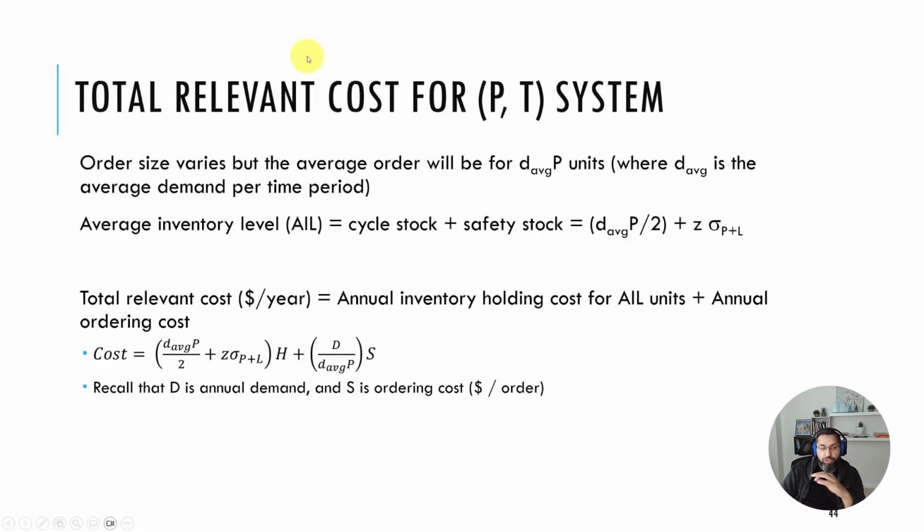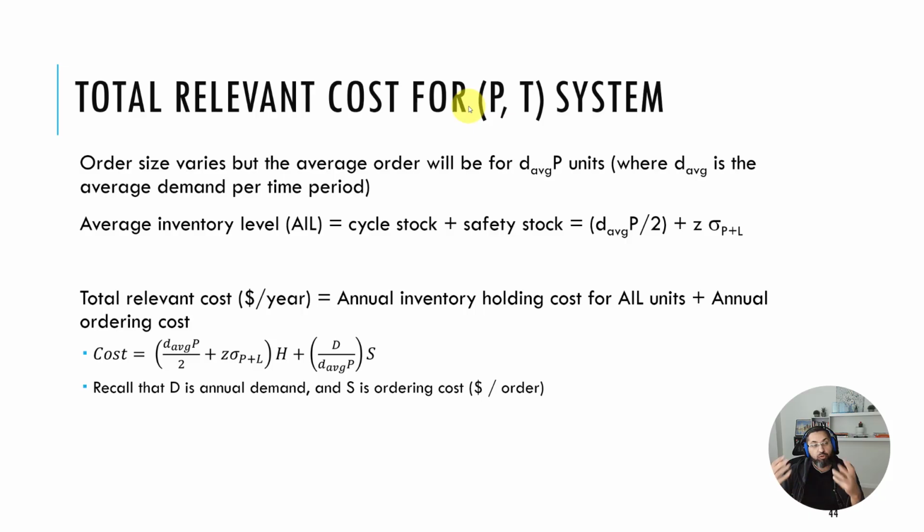Now this is really important, finding the total relevant cost for a PT system, because sometimes you're comparing between systems. So for the same cycle service level, the same demand, same lead time, you might calculate what is the additional cost I have to pay if I move from a QR system to a PT system. So you calculate Q and R and you find the total relevant cost for a QR system using the calculations I showed earlier. And then you can find P and T and then calculate the total relevant cost for the PT system.